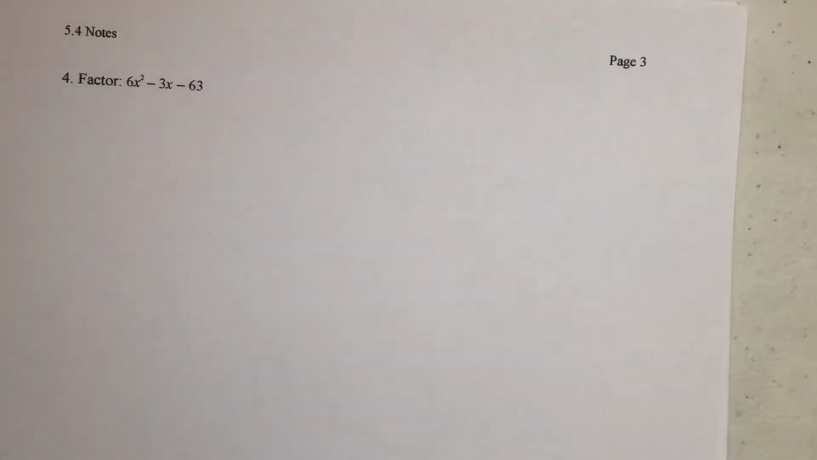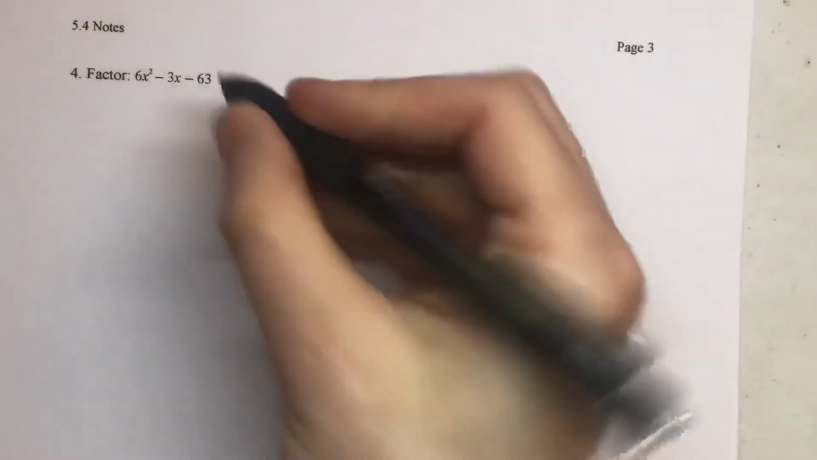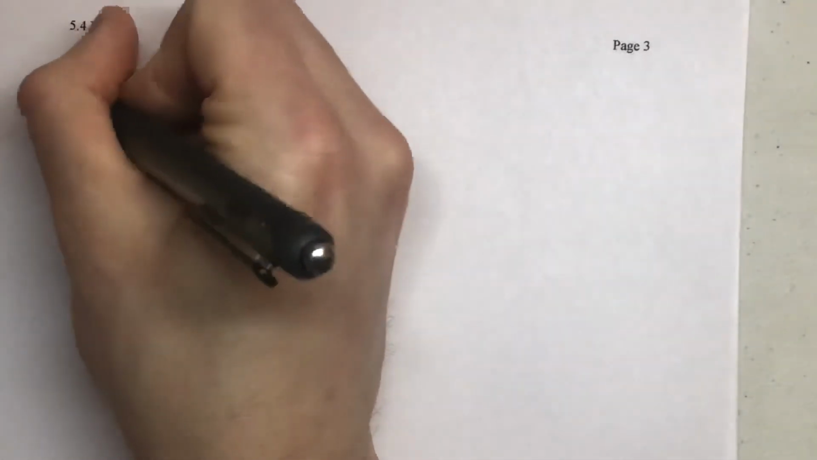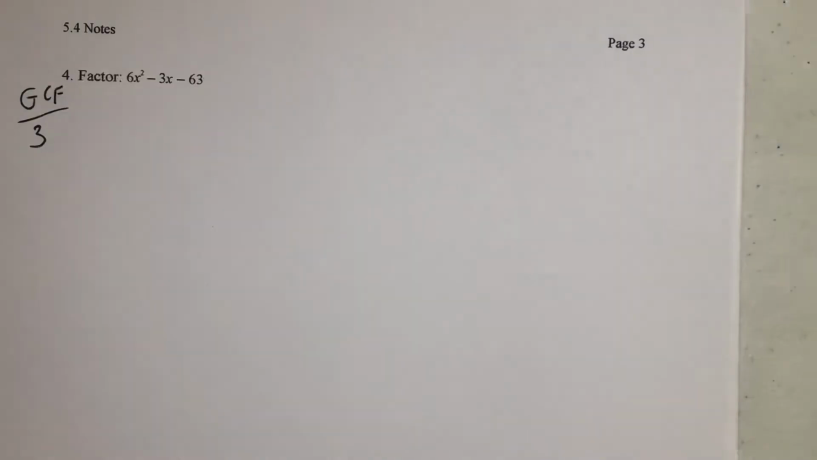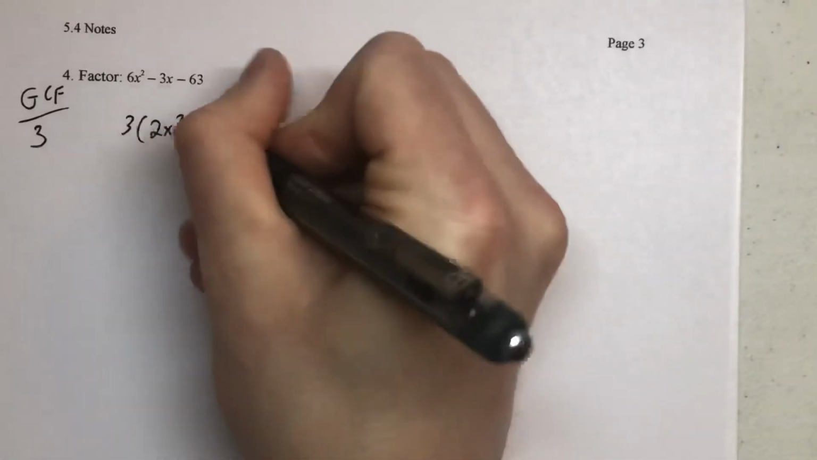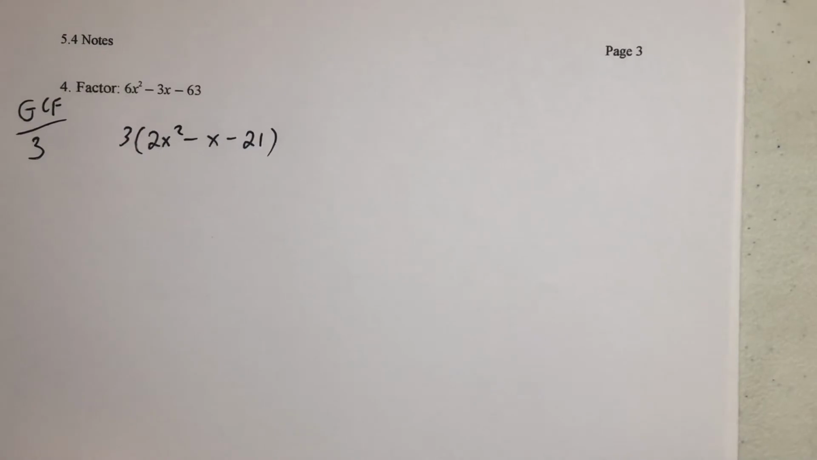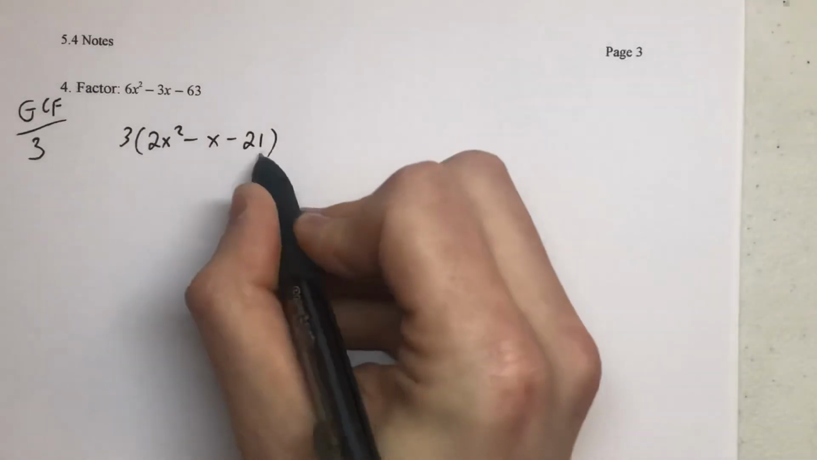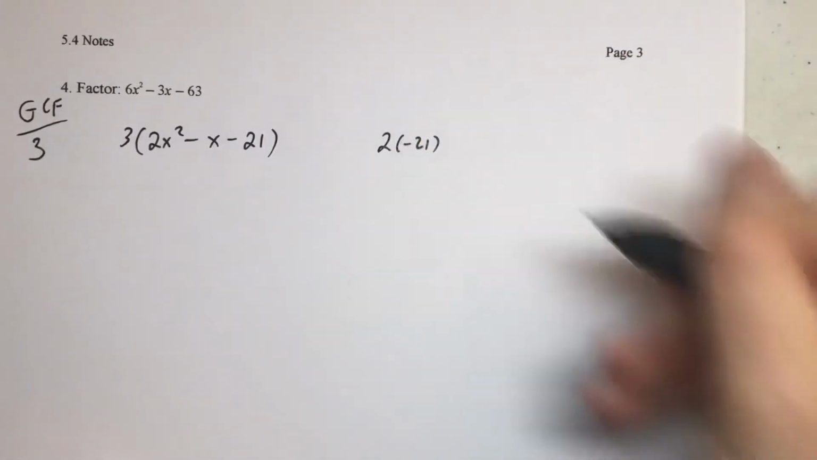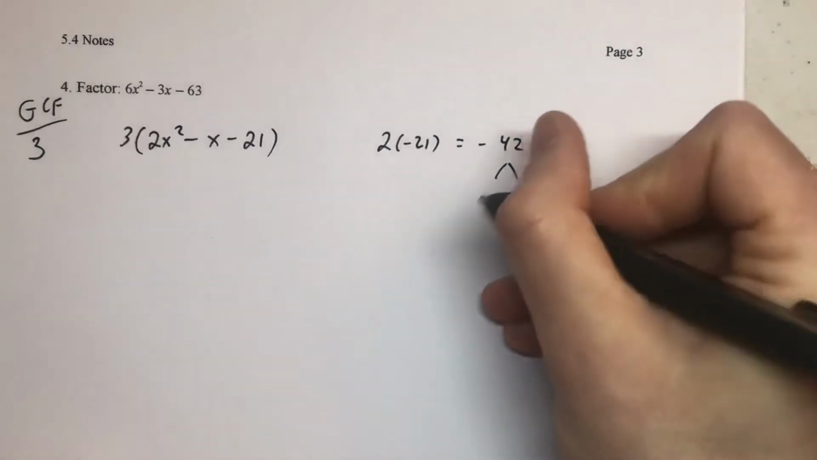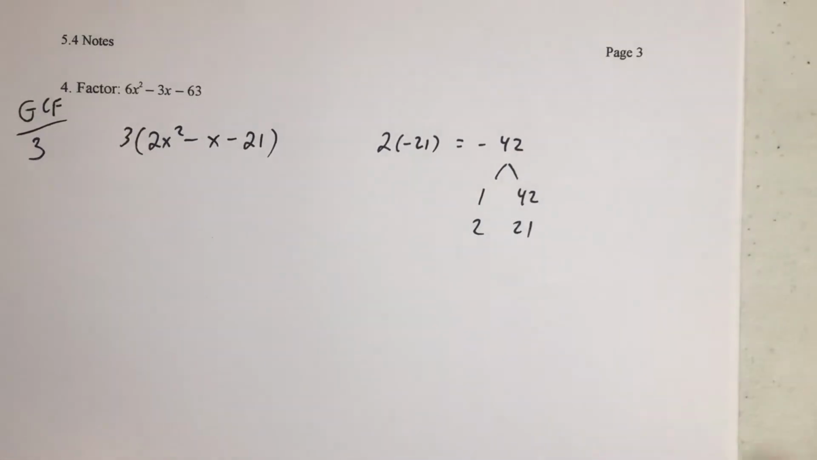And then this last one here, 6x squared minus 3x minus 63. We'll start with the GCF, first step GCF, and there's a GCF of 3. So we'll factor that out first, getting 2x squared minus x minus 21. And at that point it's a trinomial, but there's something other than a 1 out front, so we will jump into the bottoms-up approach with these two numbers. 2 times negative 21 gives me negative 42, and then factors of 42. 1 and 42, 2 and 21, and 6 and 7.